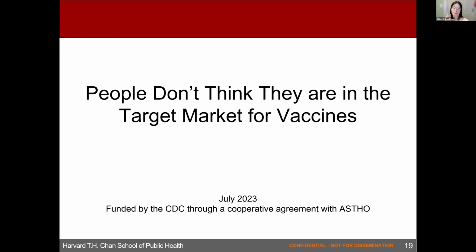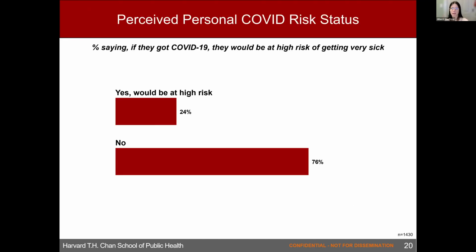Okay, this is going to be a really quick one, but I do want to tell you because this is really important in the context of the new recommendations, particularly around flu and COVID, which are now authorized for older people and people at high risk. I want to show these data because I think it's important. People don't understand what that means and they don't know it's them. This is data from a while ago, but I think the findings are still relevant. We asked people whether, if they got COVID, they would be at high risk of getting very sick. About 24% said yes, and most people said no. If I got COVID, I'd be fine.